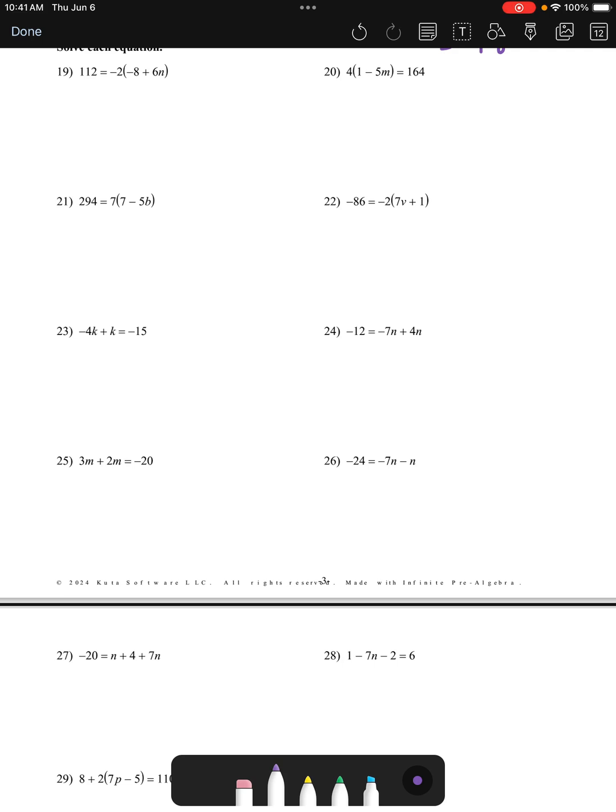Today we begin working on multi-step equations. So thus far we've dealt with one-step equations, two-step equations, now multi-step equations. So multi, we're done trying to put a specific number on it. We're going to do whatever we have to do, and however many steps it takes us, it takes us. So today we're doing the first four problems.